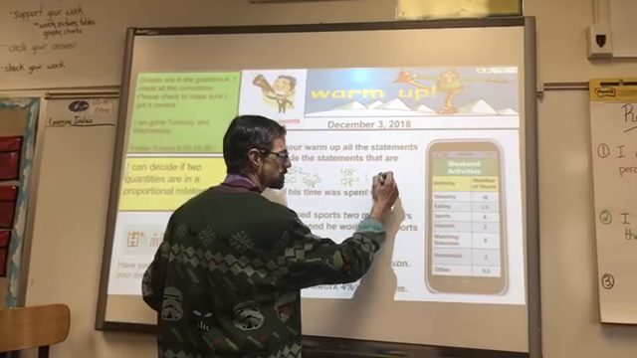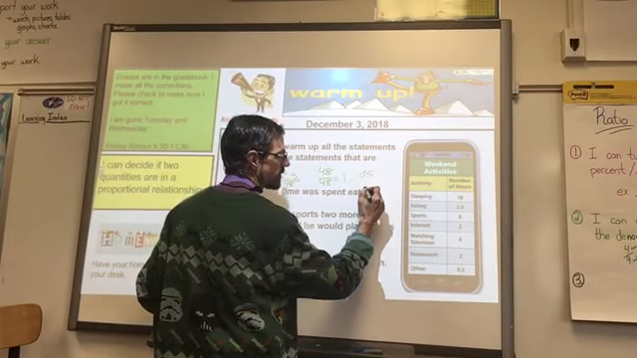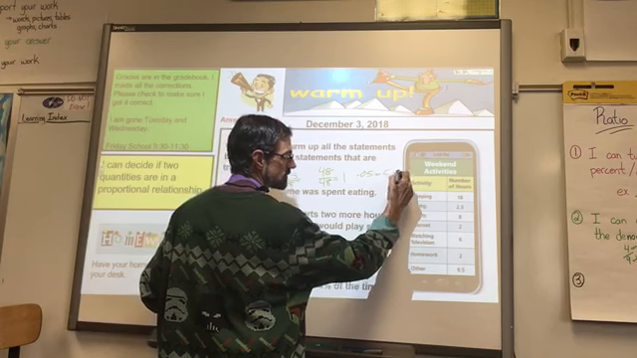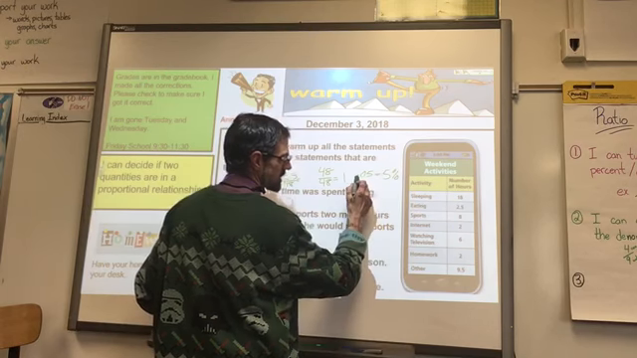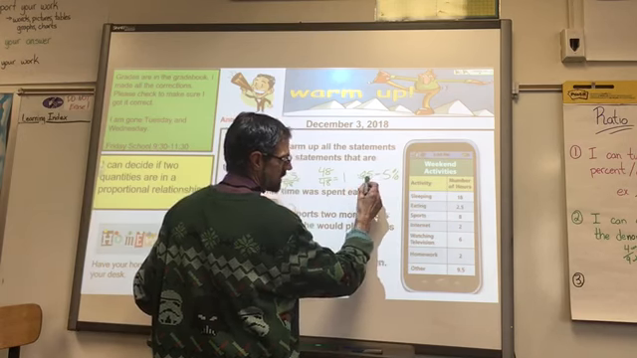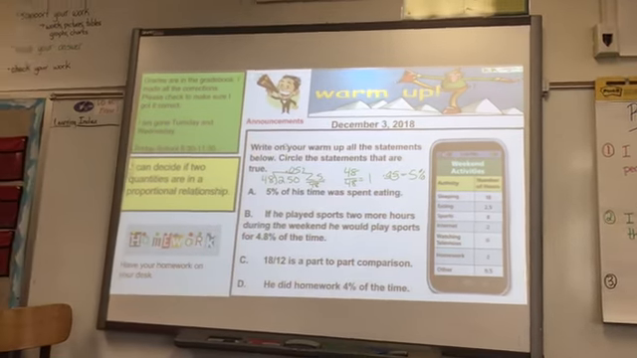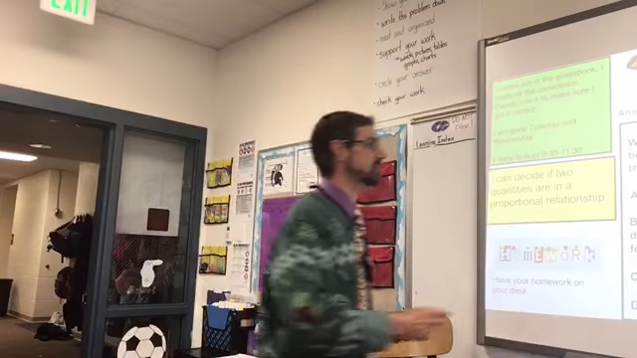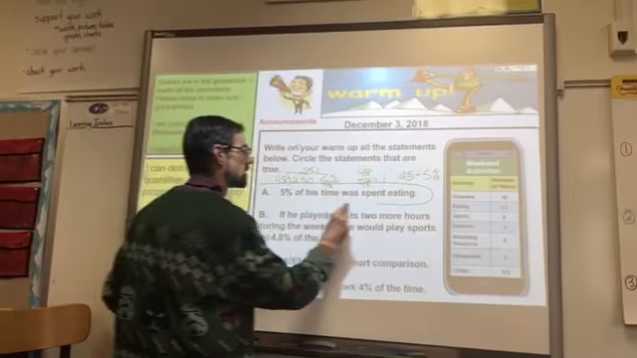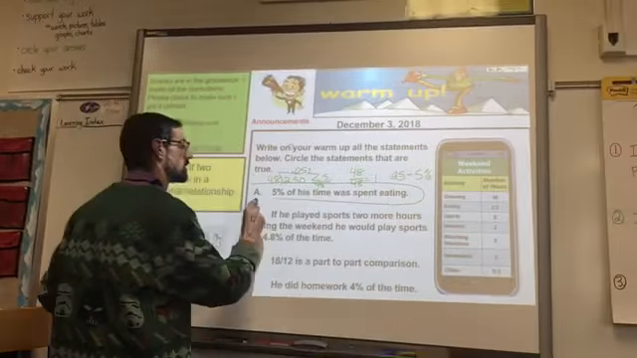So this is 0.05, which then equals 5% because I moved the decimal 2 places. That's how I get the 5%. So that is a true statement. 2.5 came from there.